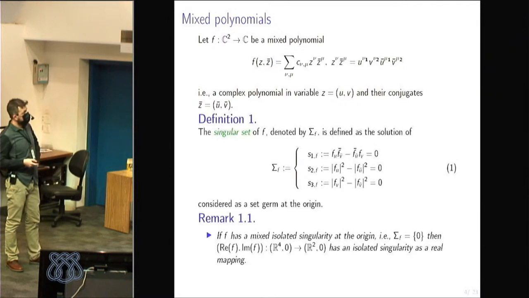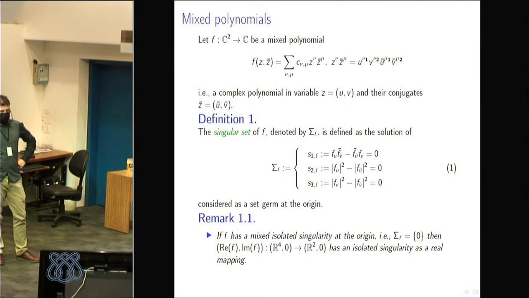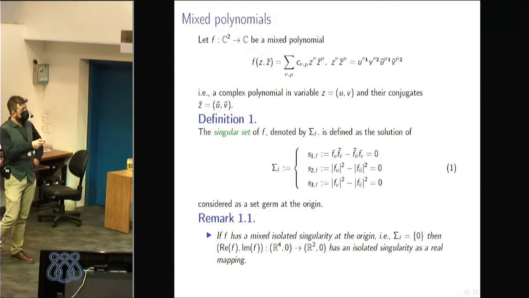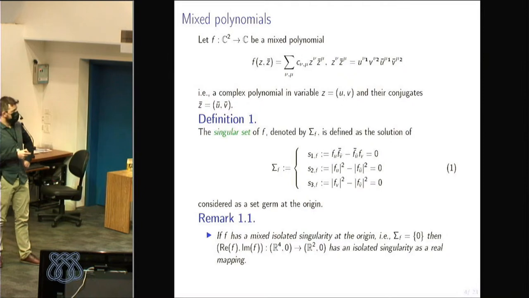Well, I said that we are interested in the singular set. The definition for a mixed polynomial reduces to these three equations. The singular locus of F, denoted by Sigma F, is defined as the solution set of these three mixed polynomial equations, considered as a set of zeros. This notation means the partial derivative with respect to the variables u, u-bar, v, and v-bar. Okay.